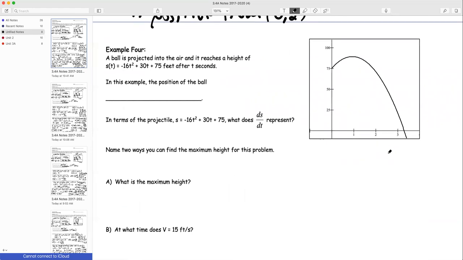All right, you do need a calculator for this one. So here we go. A ball is projected into the air and it reaches a height of S of t is equal to negative 16t squared plus 30t plus 75 feet after t seconds. Okay, so in this example, the position of the ball, what does the position give me? Gives me the height.